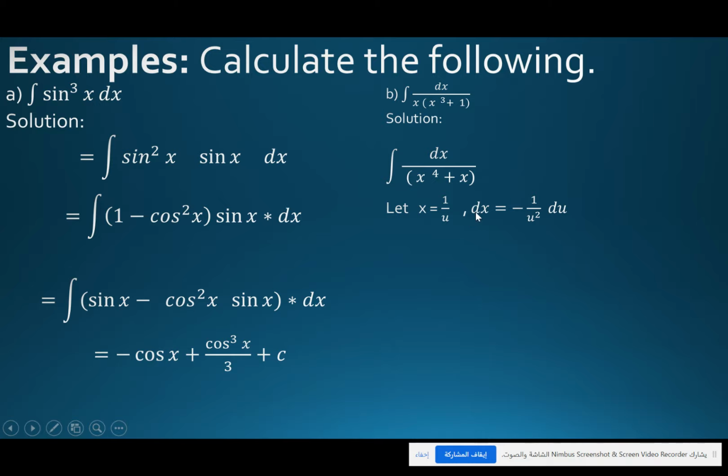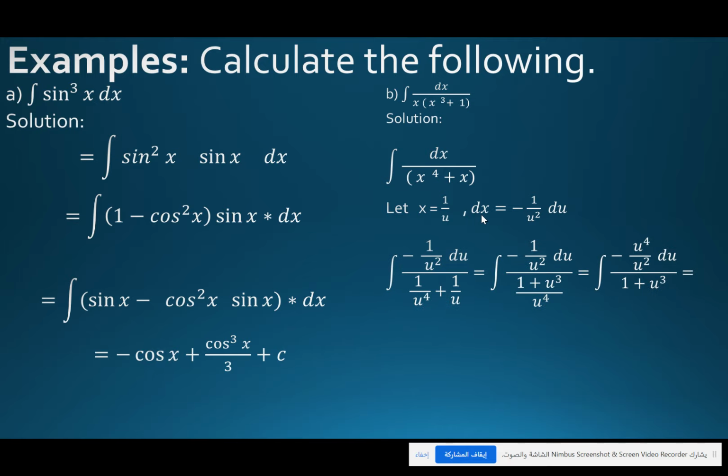The derivative of the left side is dx. The derivative of 1 over u is negative 1 over u squared, in terms of u. Just keep it because you have dx as a subject. Always we are trying to make dx as a subject. In this case, we have it already as a subject. Now you need to substitute. dx is going to be replaced by negative 1 over u squared du.